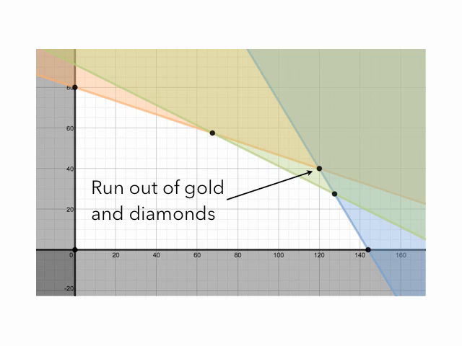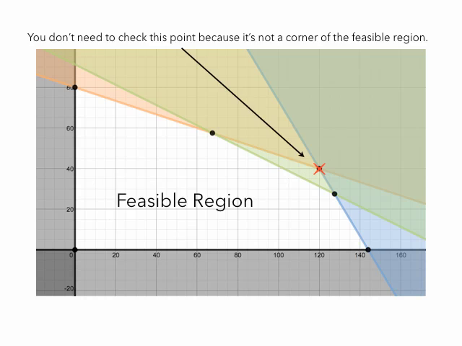But what about this one? This was the best answer before. 120 rings, 40 necklaces, but this is beyond the green line now. We run out of gold and we run out of diamonds, but we don't have enough time. We can't actually use that answer anymore. We don't need to check that point because that's not one of the corners of the feasible region. It's not on the white region, which is where all the solutions live. So the 120 rings, 40 necklace solution we found before would not work now.